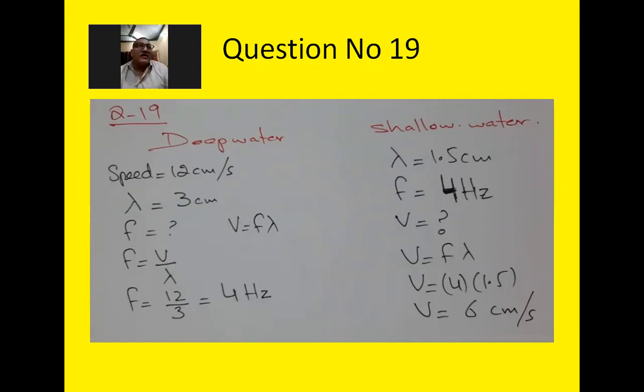In the shallow water, the wavelength you can see from the figure is 1.5 centimeter. The frequency will remain the same. When the water waves move from the deep water into the shallow water, the frequency does not change. So whatever the frequency here, the same will be the frequency here. Now V is equal to F lambda. F is 4 hertz, the wavelength is 1.5 centimeter, so the V here will be 6 centimeter per second.